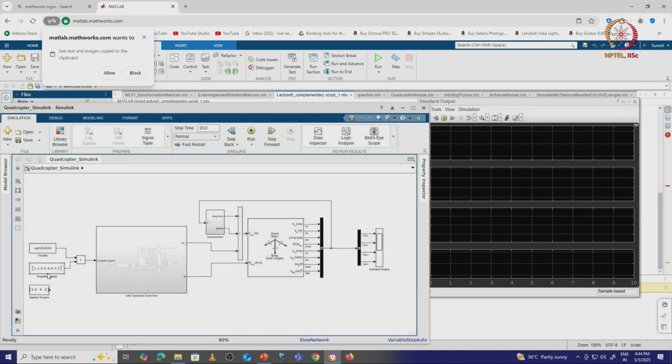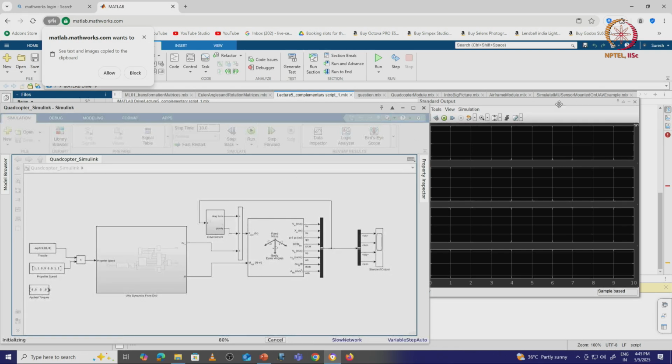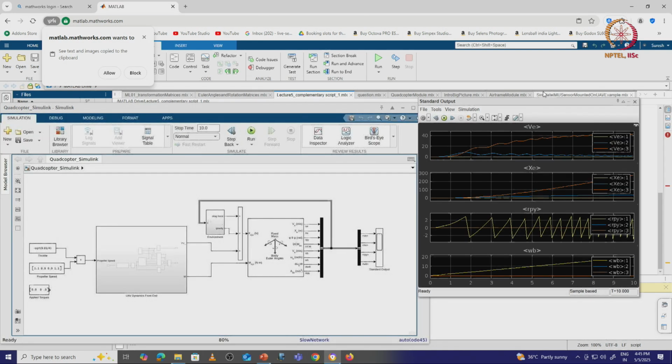You can provide what the speed of your motor is going to be, or you can pass on whatever realistic input you are given. This is your motor propeller model: based on your input RPM, what should be the torque and force generated by the propellers. It's simulated in what we call the UAV dynamics front end. The moment I get the force and torque, I pass them on to my Euler angles. I can simulate very easily for any specific forces and see the response.